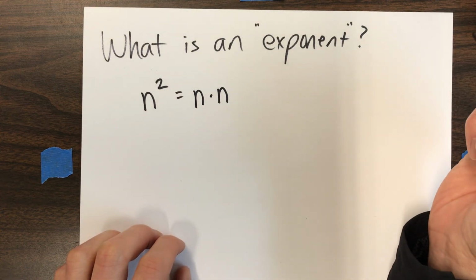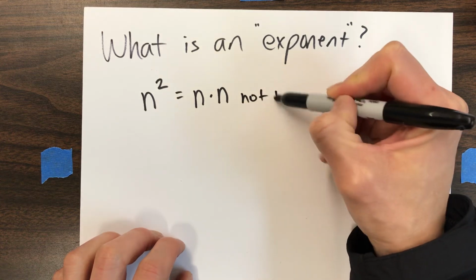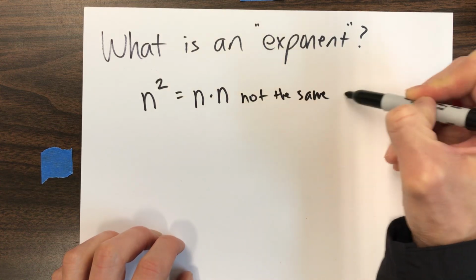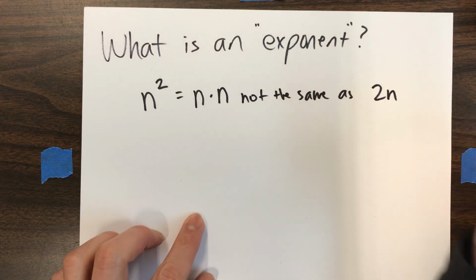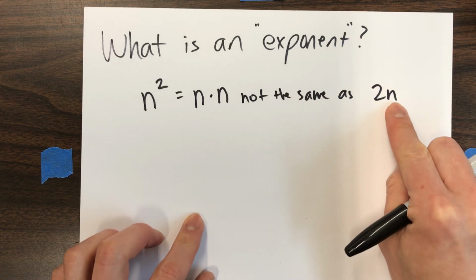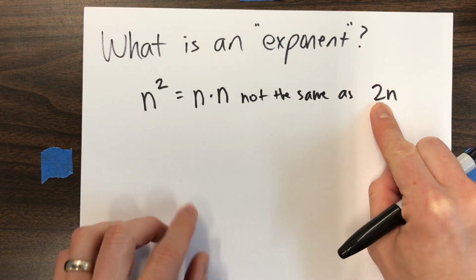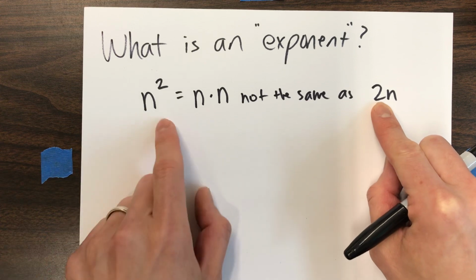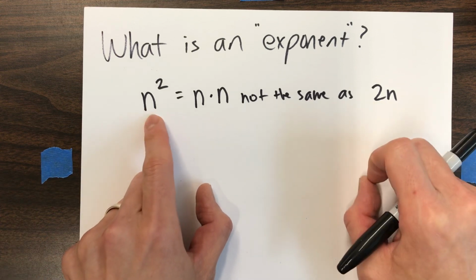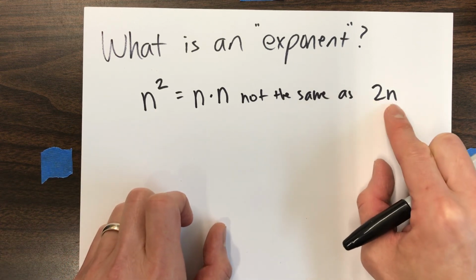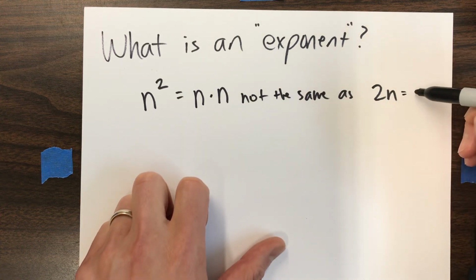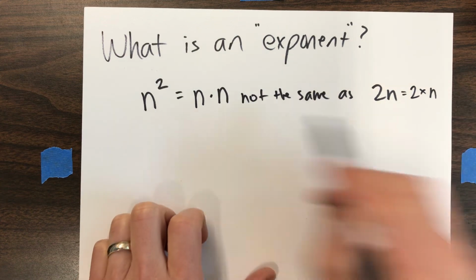Now remember, this is not the same as 2n. What that means is n times 2. If you're talking about 2 n's, you would write it this way. 2n, this is 2 times n. So these are not the same.